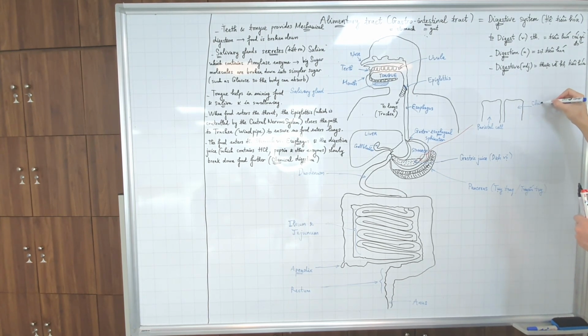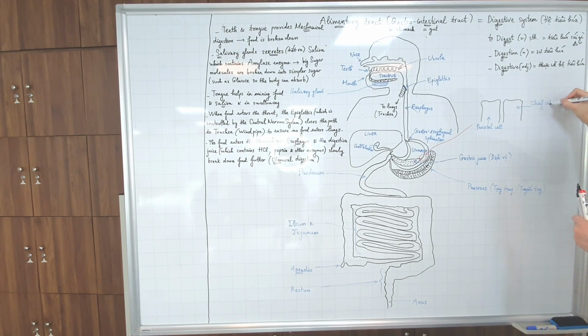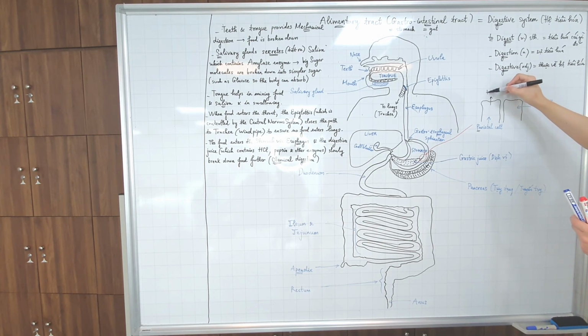This is called chief cell. And this is called parietal cells. So parietal cells basically secrete HCl into the surrounding environment.